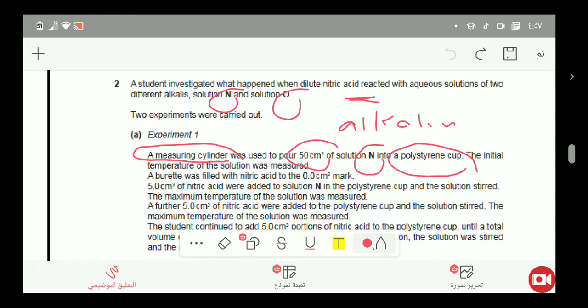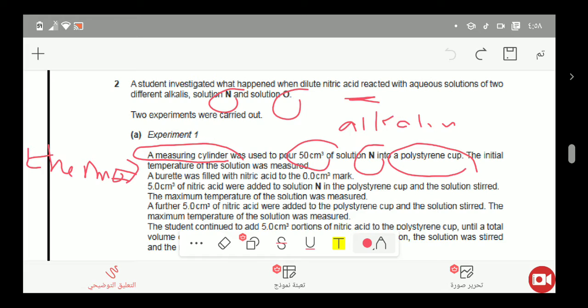This is a plastic cup. Okay, the initial temperature of the solution was measured. Then he used a thermometer and measured the initial temperature.